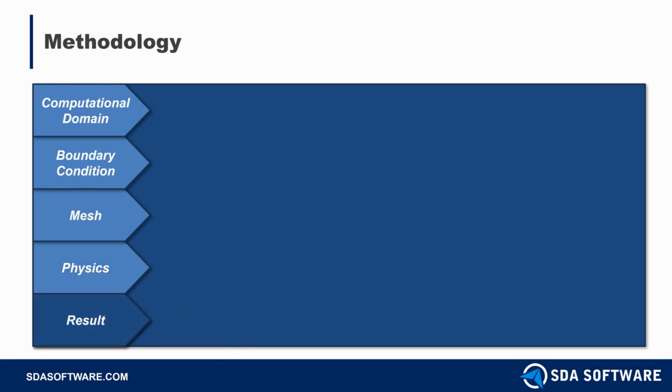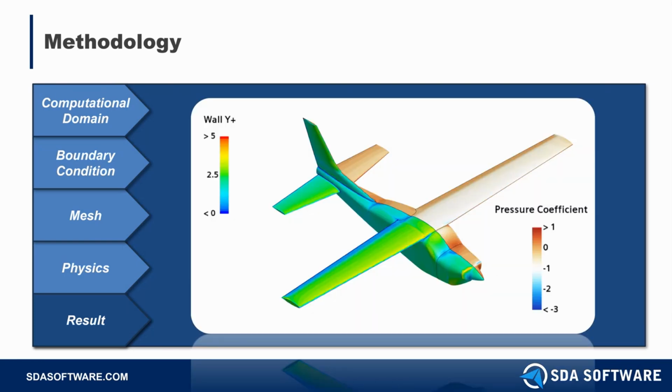So after we solve the simulation, it is also quite important to visualize and gain engineering insight from the simulation. There are many ways to do so. I'll just demonstrate a couple ways that we prefer. Here, we're looking at the wall Y plus and the pressure coefficient contour on the aircraft surfaces. Note that these are actually plotted on the same half of the aircraft, but the pressure coefficient contour is just mirrored at the center plane.